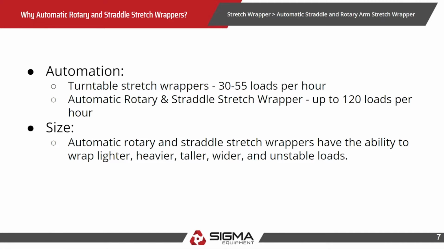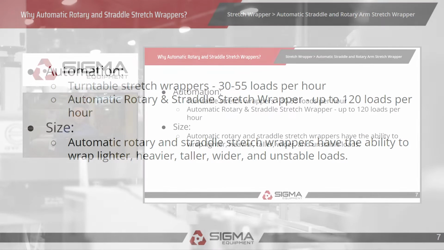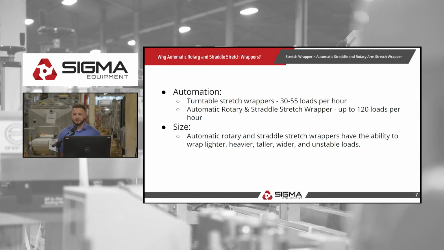Why would we choose a rotary or a straddle stretch wrapper compared to a regular turntable stretch wrapper? Most turntable stretch wrappers are going to do between 30 and 55 loads per hour, whereas an automatic rotary and straddle can do upwards of 120 loads per hour. Another good point too is the size differences between the two. So automatic rotary and straddle stretch wrappers have the ability to wrap lighter, heavier, wider, and even unstable loads.